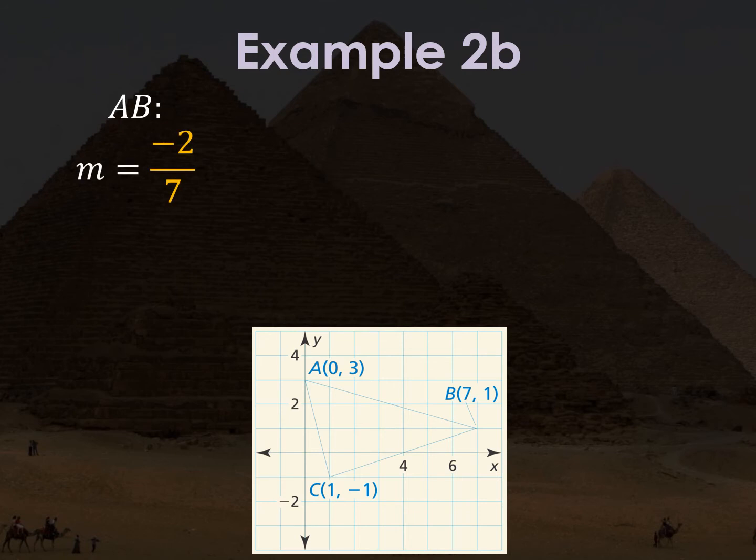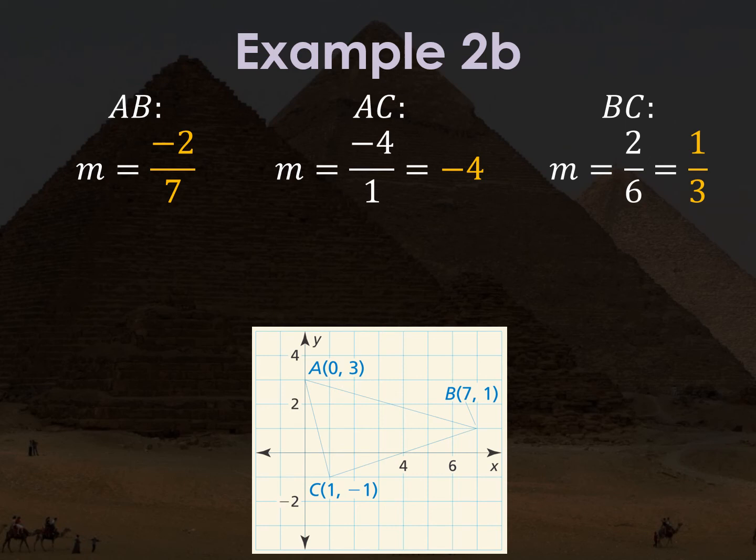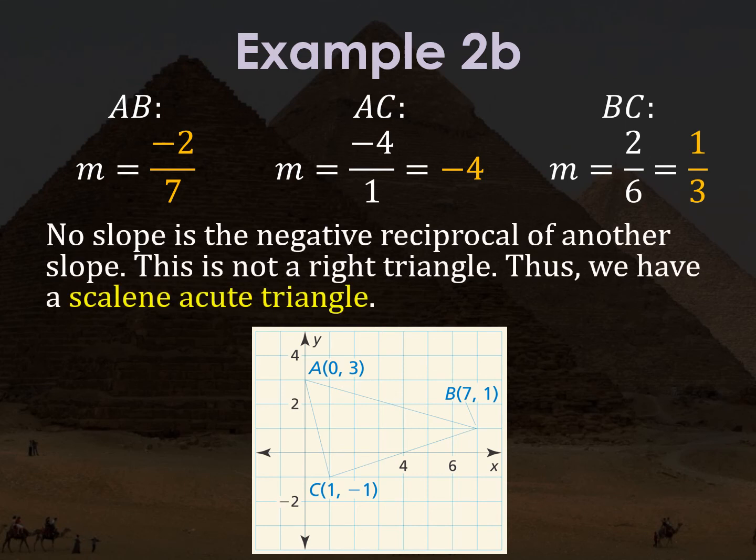AB, to go from A to B, you're going to go down 2, right 7, for a slope of negative 2/7. For AC, to go from point A to point C, you're going to go down 4, right 1. That's a slope of negative 4. For BC, you're going to go up 2, right 6, for a slope of 2/6, or 1/3. Now notice none of these slopes are negative reciprocals of each other. So this is not going to be a right triangle because there are no right angles. So this is a scalene acute triangle.